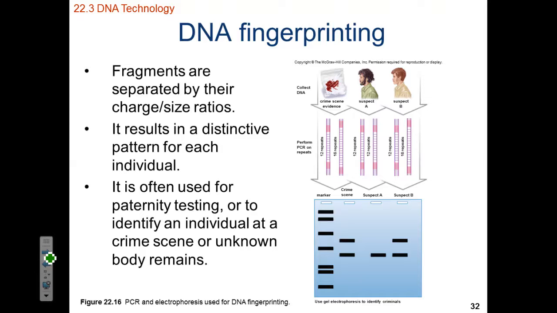After we've gone through many rounds of replication, you can take those DNA fragments and separate them using an electric current and a gel. This is known as gel electrophoresis. And you can use this process for DNA fingerprinting. You can take DNA from different individuals and compare the fragments of those DNA to see what they have similar and what they have different between them.